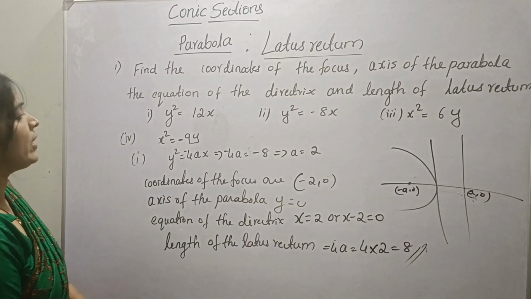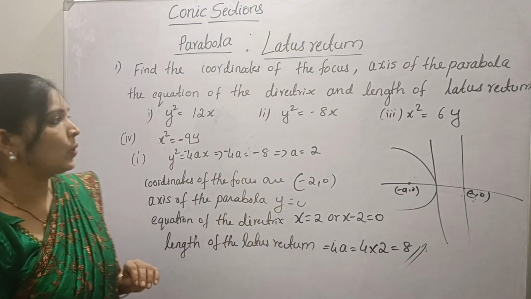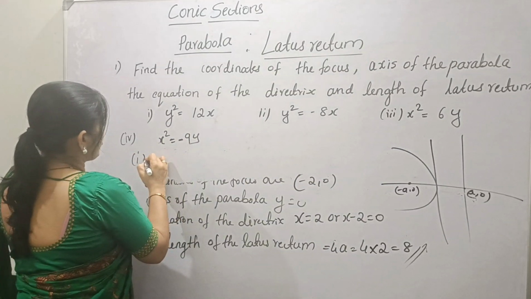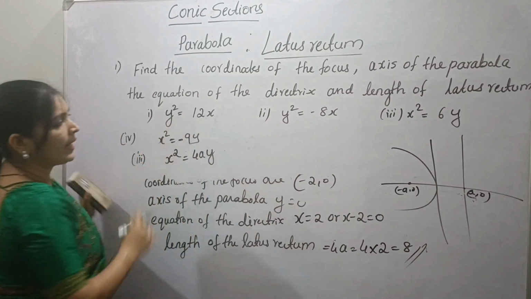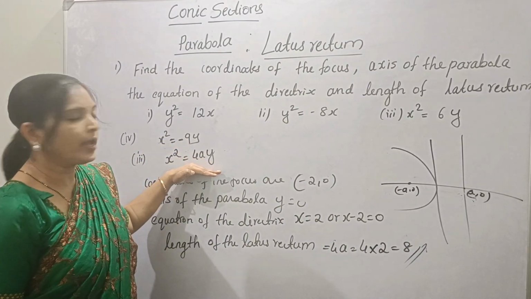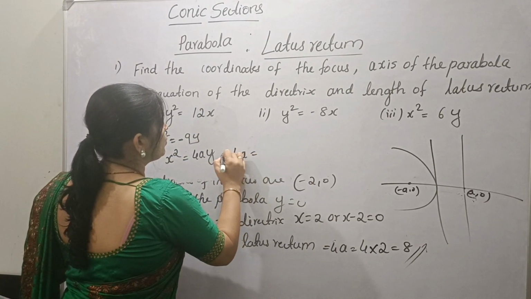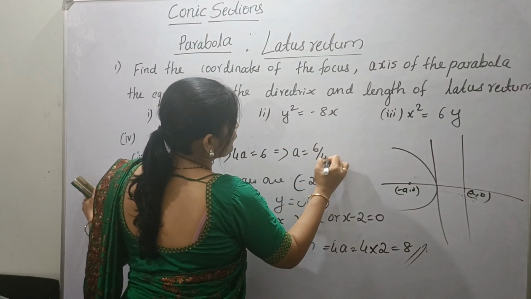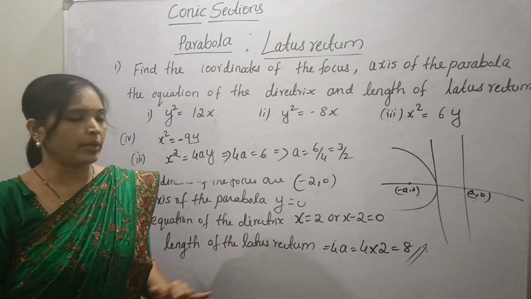Next, the third equation is x square is equal to 6y. The equation is of the form x square is equal to 4ay. Compare these two equations, we get 4a is equal to 6, isn't it? That implies a is equal to 6 by 4, that is 3 by 2. Here we have got the value a is equal to 3 by 2.